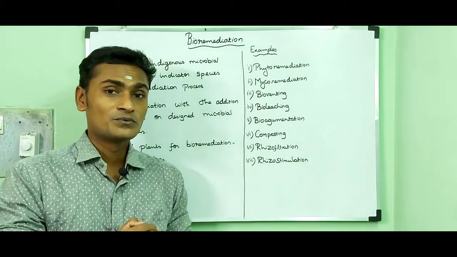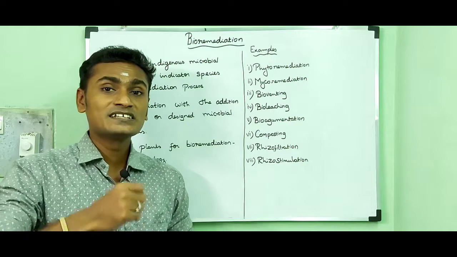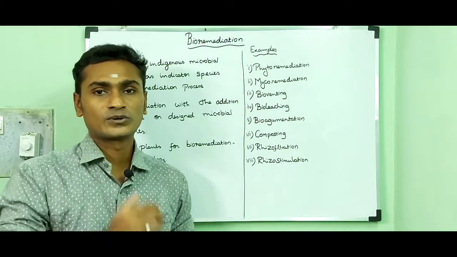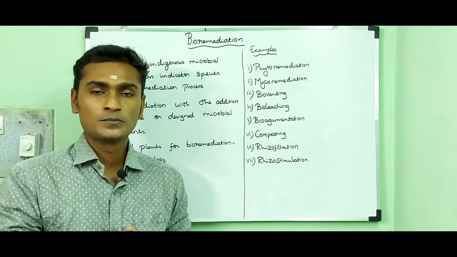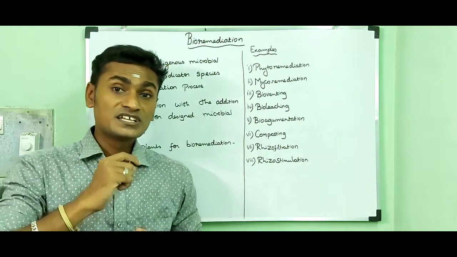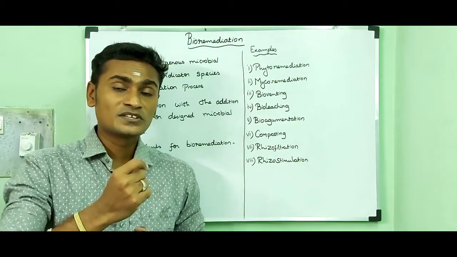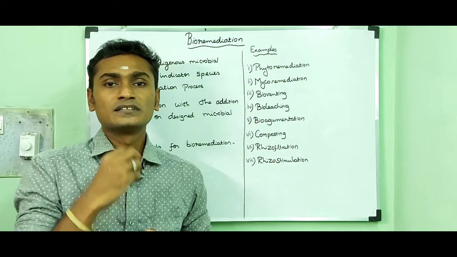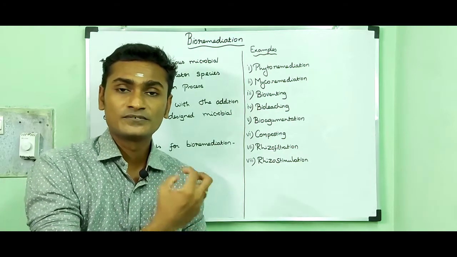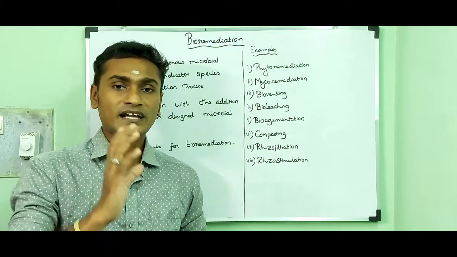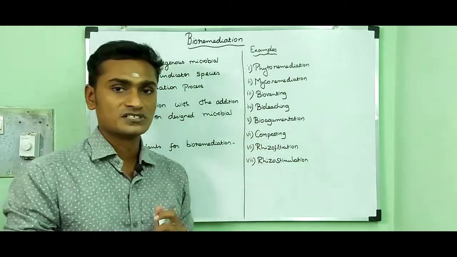Bioaugmentation means we use genetically modified microorganisms, for example, Pseudomonas putida. So we can use a genetically modified organism in order to remove the pollutants or chemicals from the environment, and that technique is called bioaugmentation.